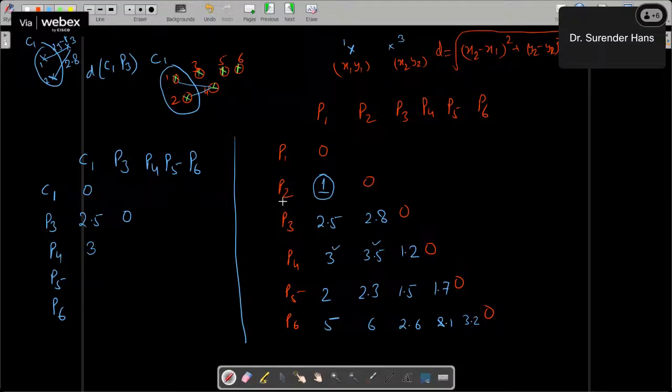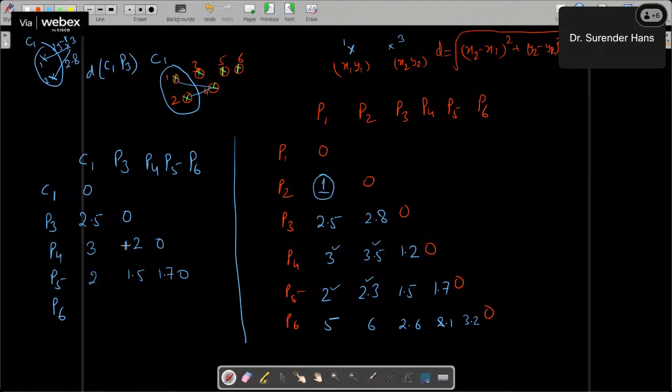Now P3 to P4, that we know already, that is 1.2. Fine. P4 to P4 is 0. Now C1 to P5: 1 to 5 and 2 to 5, the minimum is 2. P3 to P5 is 1.5. P4 to P5 is 1.7. Okay, and P5 to P5 is 0.